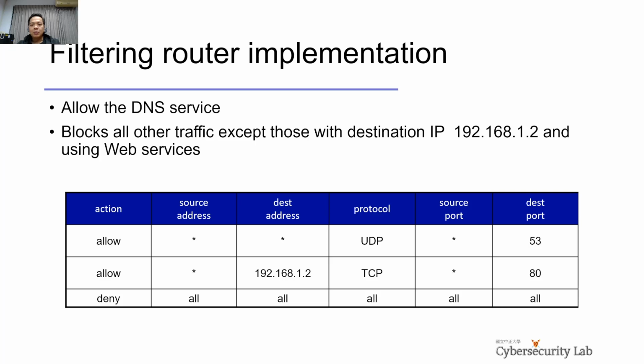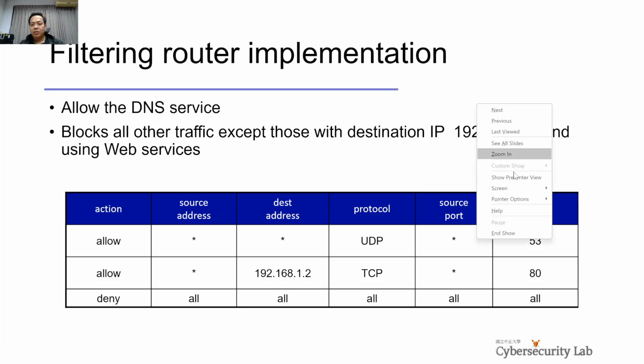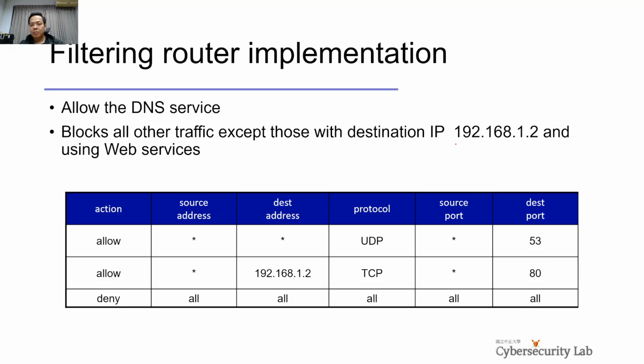So that's about the firewall rule implementation. We have stateful and stateless, right? In this example, I introduce the stateless one. Over here we have two requirements. We allow DNS service, and we block all other traffic except from this IP, and use the web service. Okay, we can analyze the requirements.